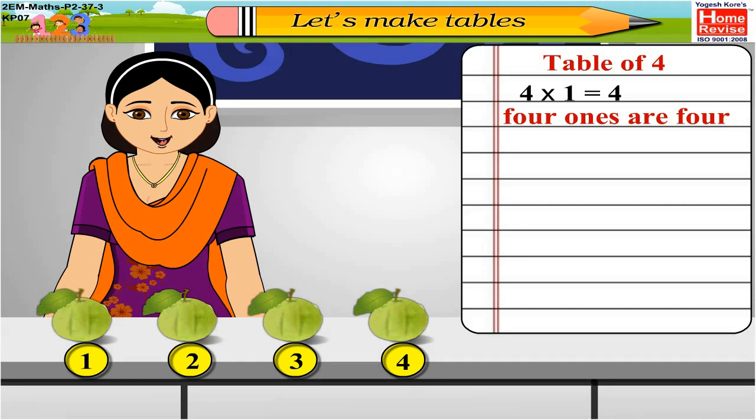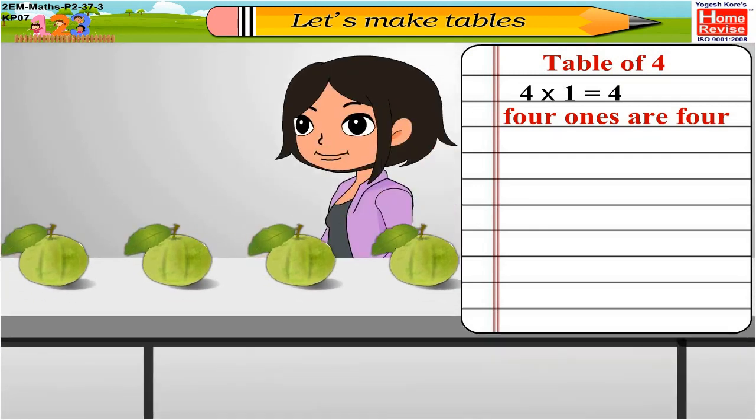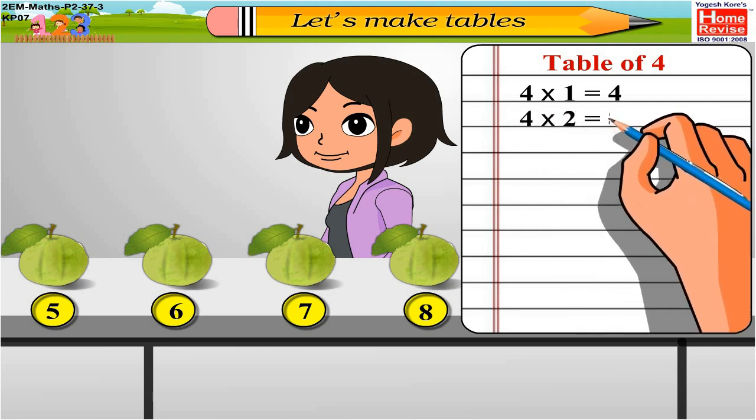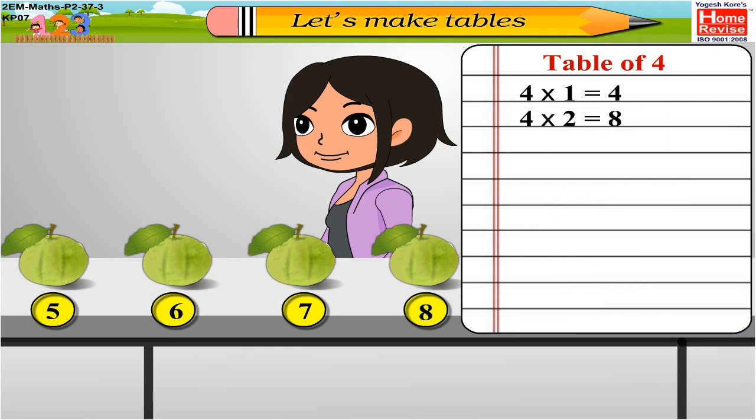Rama, you count the guavas again, but start counting after 4. Rama counted 5, 6, 7, 8 and wrote the next line of the table. 4 multiplied by 2 is equal to 8, or 4 twice are 8.